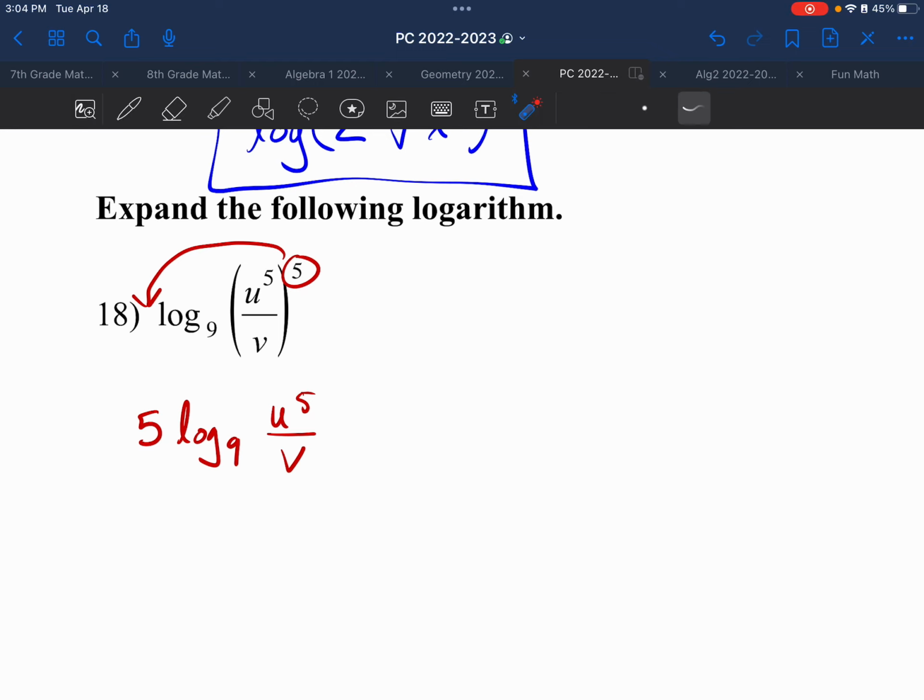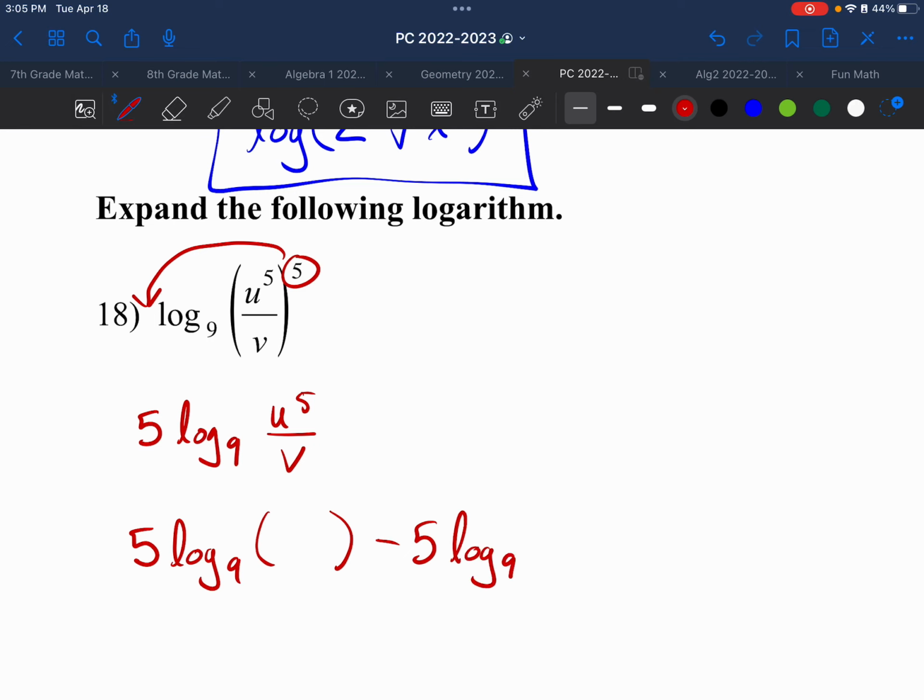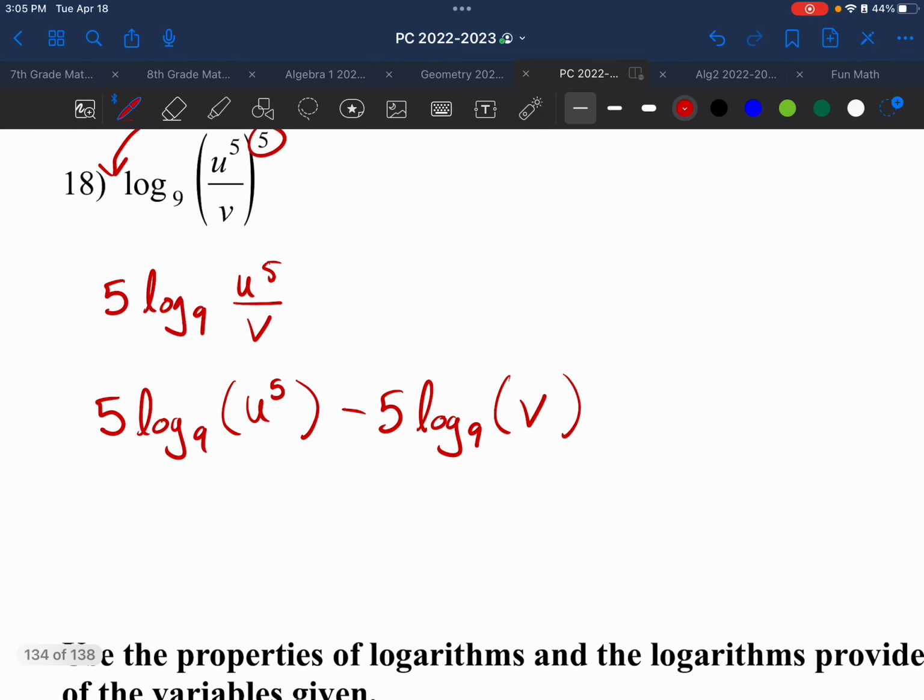Okay, if I have division happening on the inside, it's subtraction on the outside. And I have a bunch of these 5 logs. So I'm going to say this is now 5 log base 9 of a thing minus, because there's division, 5 log base 9 of the other thing. We did u to the power of 5 divided by v, so u to the power of 5 and then v. Order does matter here, because subtraction problems, they do matter. Same thing with division. Division, the order matters.